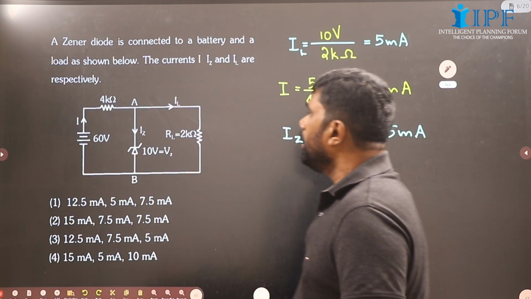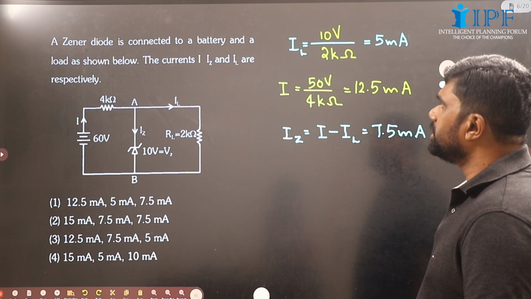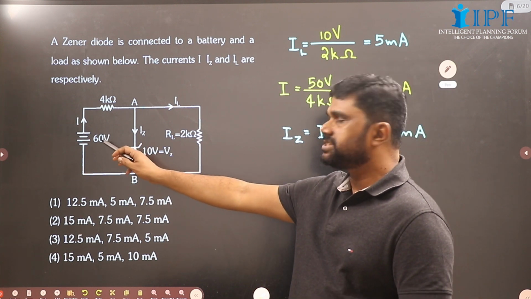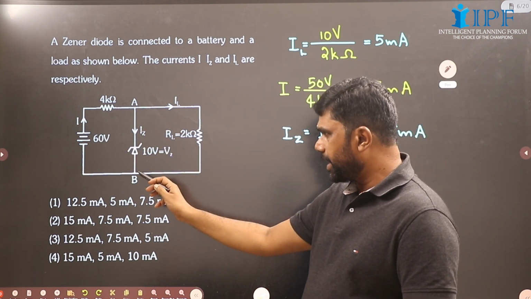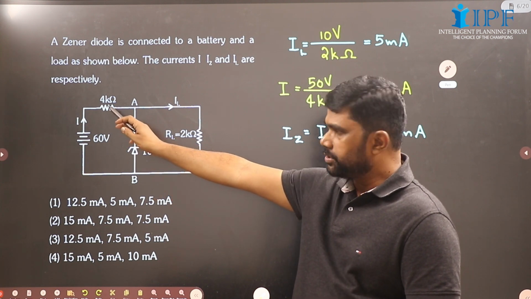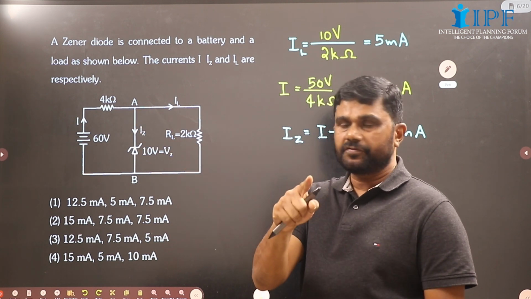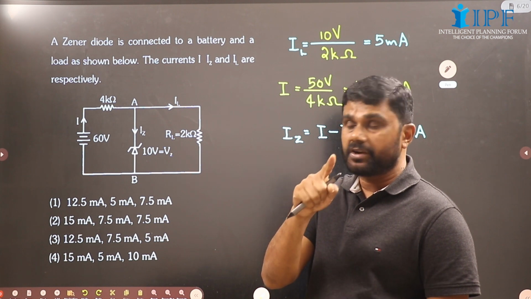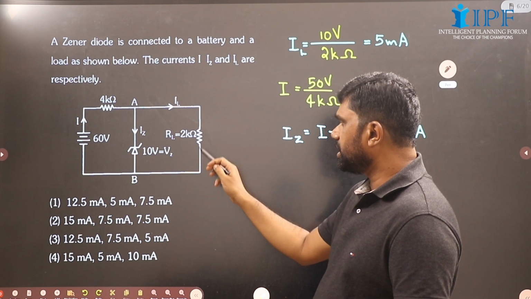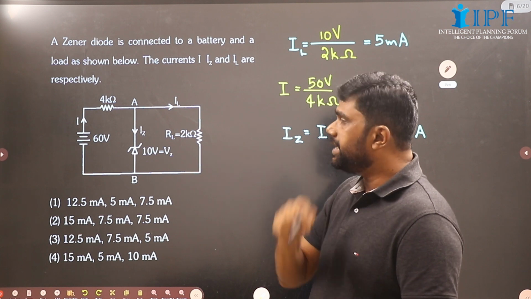Okay. Now a Zener diode is connected to a battery and a load resistance as shown. The currents I, IZ and IL are respectively. Total voltage applied is 60 volt. Voltage across this branch, that is 10 volt. Okay, so the voltage here will be 50 volt. So the current through this one, I equal to 50 divided by 4 kilo ohm means 12.5 milliampere. Okay, so 12.5. And current through load resistor, here we have 10 volt across 2 kilo ohm. So the current will be 10 by 2, 5 milliampere.